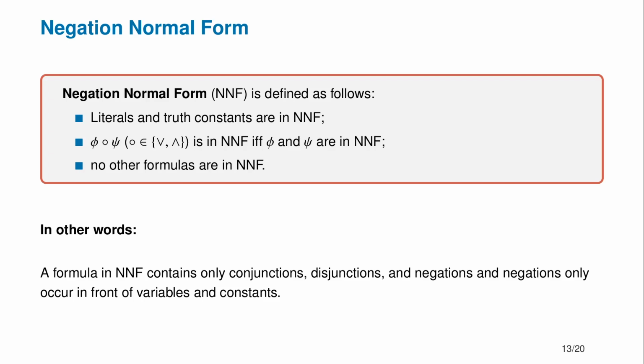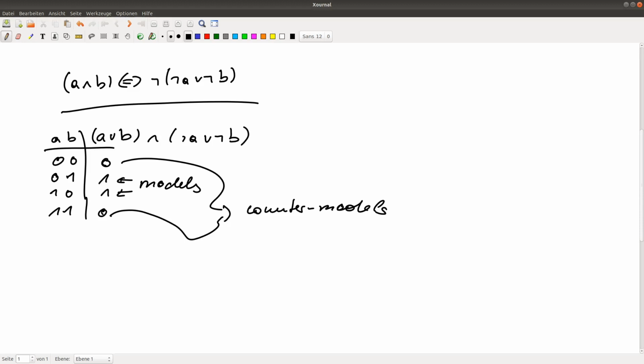So here we do not allow formulas that contain equivalence or implication, and we allow negation only in front of a variable or a truth constant. We do not allow formulas where we have something like this. So for example, not (A or B) is a propositional formula, but this formula is not in negation normal form.